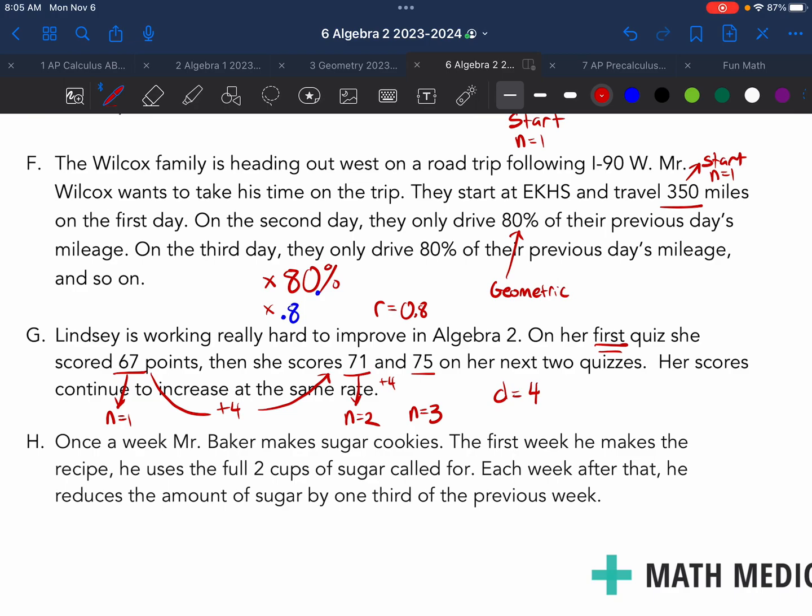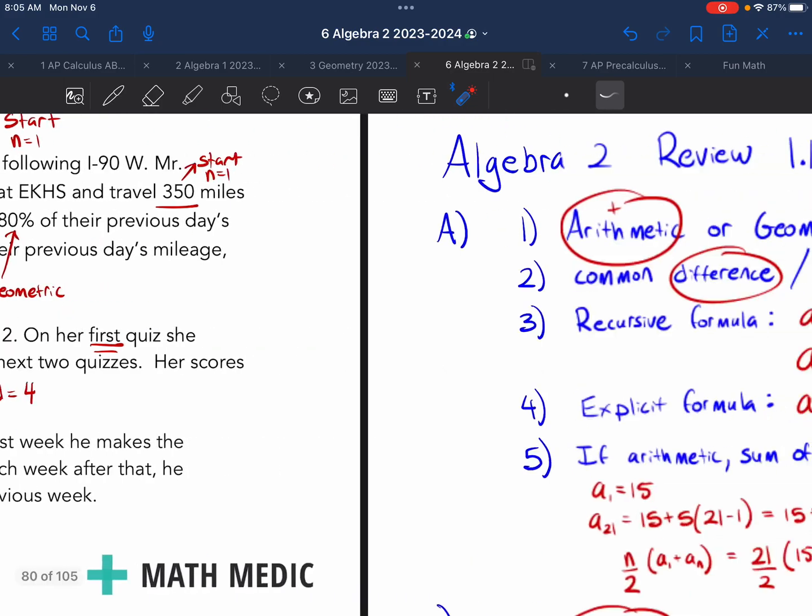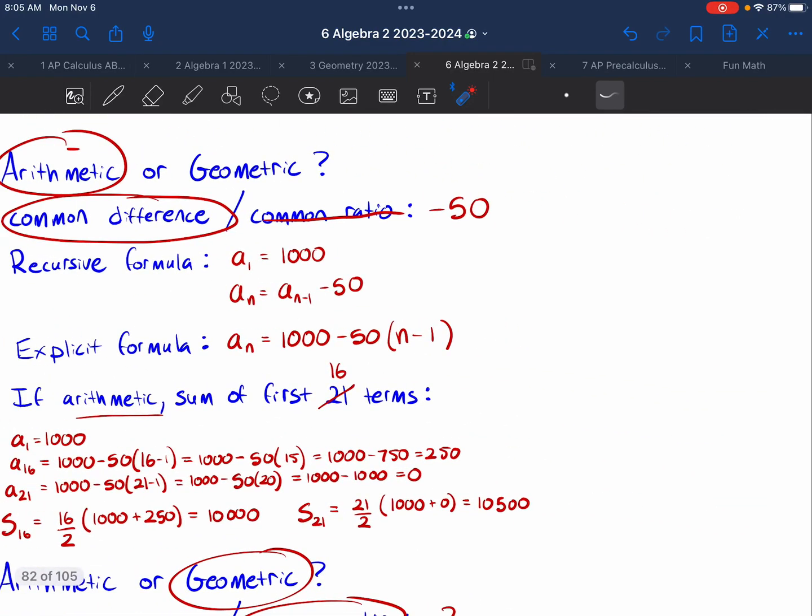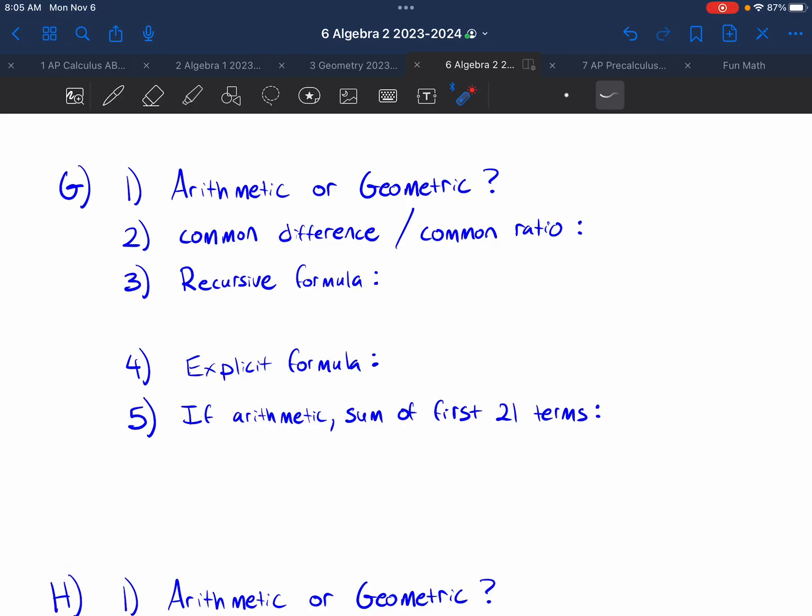So we know that she starts at 67 and adds 4. So far, so good. In this one, it doesn't make sense to add them all together, but I'm going to do it anyway because it's a good review on how to do summation problems. So we're all the way over here on part G. Part G was Lindsay, right? All right, so this one is arithmetic, which means we will have to do part 5. This one has a common difference and not a common ratio. That common difference, she was adding 4, right?